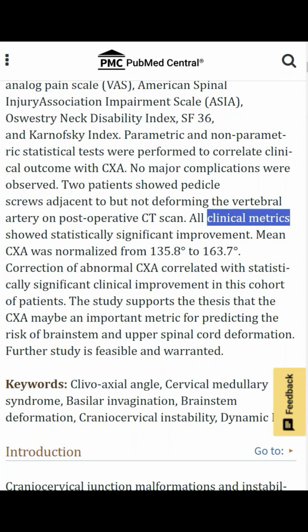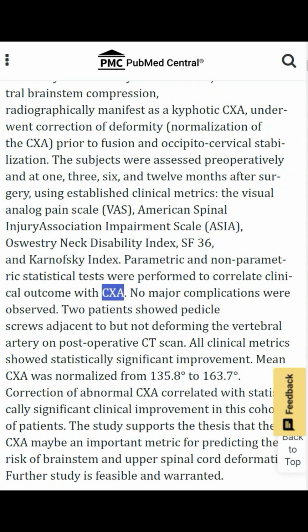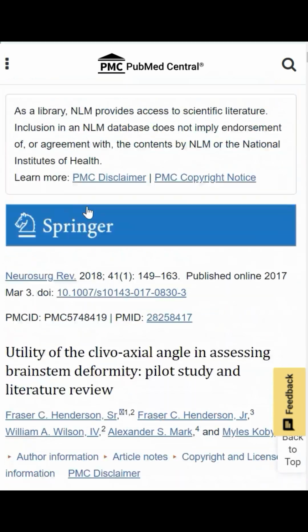I have assessed a number of EDS patients, dancers, very flexible, very strong. One of them had a pathological CXA, but they are very healthy. They had a different problem that was causing their symptoms. So don't consider that a low CXA means run and get fusion. You want to assess all the clinical metrics in regards to craniocervical instability or axial instability. And that is it. So stay tuned for more videos on looking at other metrics for assessing CCI.